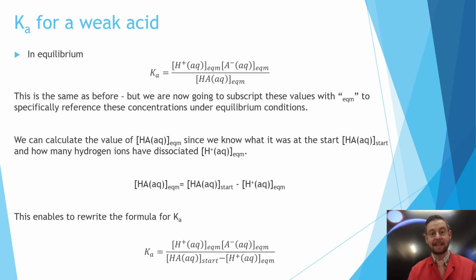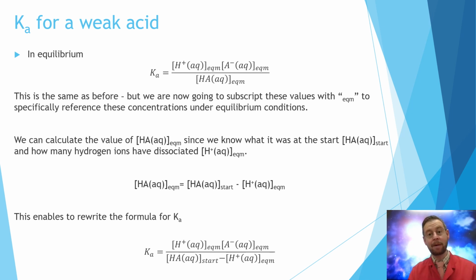So we're looking at what has not lost H+, because everything that has lost H+ has now turned into an A-. Everything that has not dissociated, the HA at equilibrium, we just take the starting concentration and subtract however many hydrogens have dissociated. And we can substitute that into our formula. We change the denominator, substituting in place of the concentration of HA at equilibrium the concentration of HA at the start minus the concentration of the H+ ion.